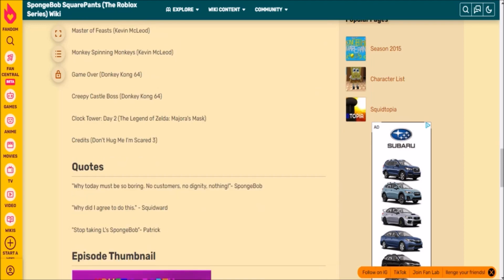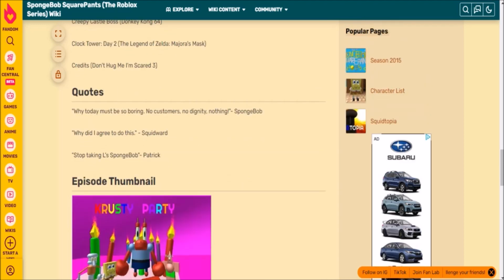Yes, I'm not reading where the music tracks are from because I don't have all day here.